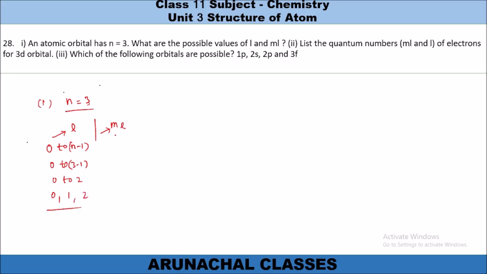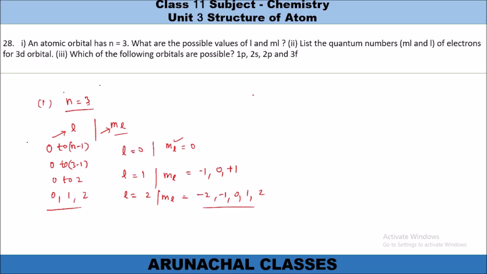Now, m_l value depends on l. When l value is 0, then m_l value will be 0. When l value is 1, then magnetic quantum number will be -1, 0, plus 1. When l value is 2, magnetic quantum number will be -2, -1, 0, 1 and 2. So in this way we will find the possible values of l and m_l.